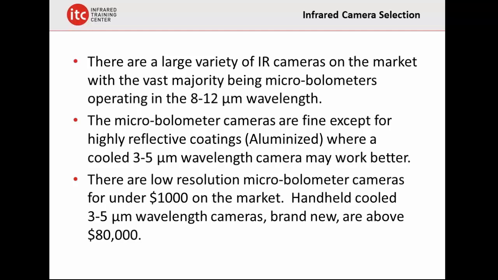However, if you have aluminized coatings, you cannot image any of the shiny reflective aluminized coatings. You need a mid-wave camera. And that is because the emissivity, the ability of that surface to emit infrared energy and to show you those thermal patterns, is just too low in the long wave. And unfortunately, those cameras start right around $80,000. And there's just no way around that. It's physics.